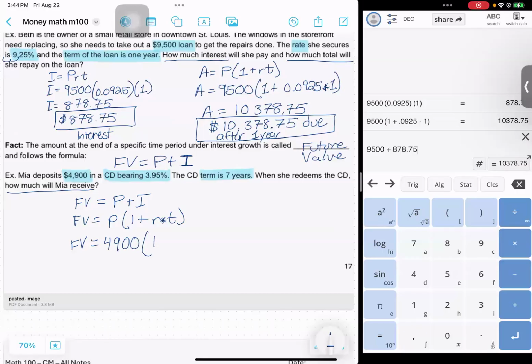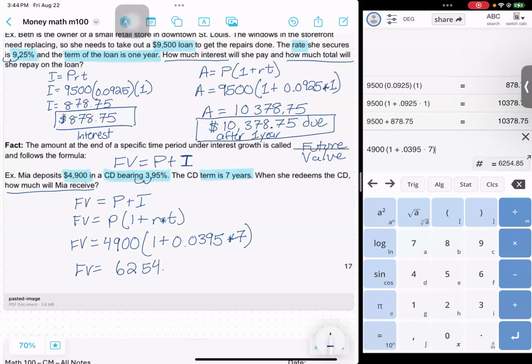4,900, 1 plus, I have to convert. Almost forgot to convert. 0.0395 times 7 years this time. 4,900 parentheses 1 plus 0.0395 for our rate, but then times the 7 years. And we get a future value, an amount Mia will receive at the end, of $6,254.85.